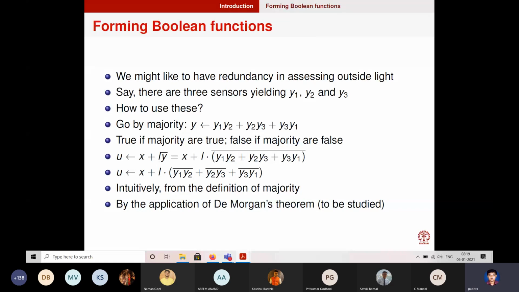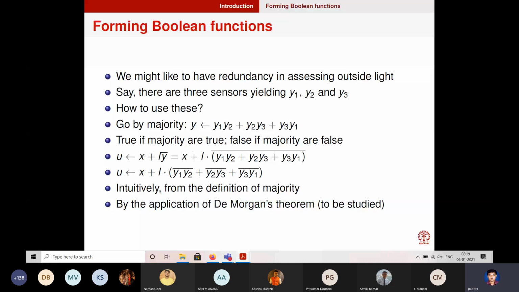And when is any one of these 1? Any one of these products is 1 if both the terms in the product are 1. So either y1 is 1 and y2 is 1, both are 1, or both y2, y3 are 1, or both y3, y1 are 1. Or it need not be just one, it might be more than one also. For example, all 3, y1, y2, y3, may be 1. Then each of these terms in the OR expression will be 1.